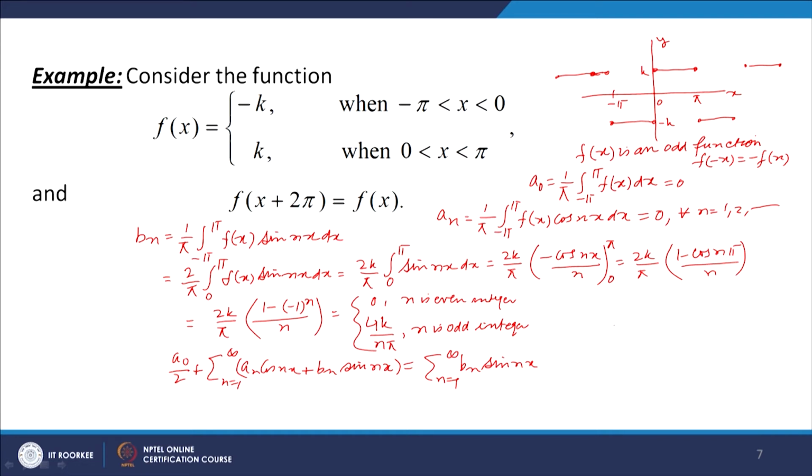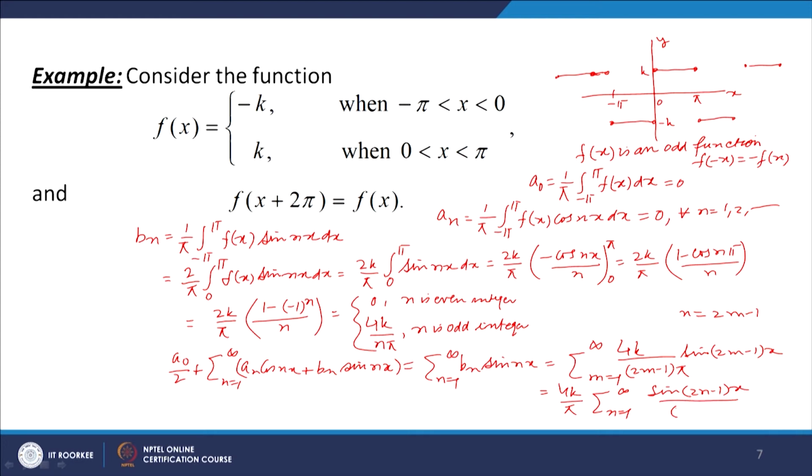So, replacing n by 2m minus 1, take n equal to 2m minus 1. Okay. So, then m will take values 1, 2, 3 and so on. So, we will get sigma m equal to 1 to infinity b 2m minus 1, that is 4k upon (2m minus 1) into pi sin (2m minus 1) into x, or I can write it as 4k over pi, because that 4k over pi is a constant, sigma n equal to 1 to infinity sin (2n minus 1) into x divided by (2n minus 1).